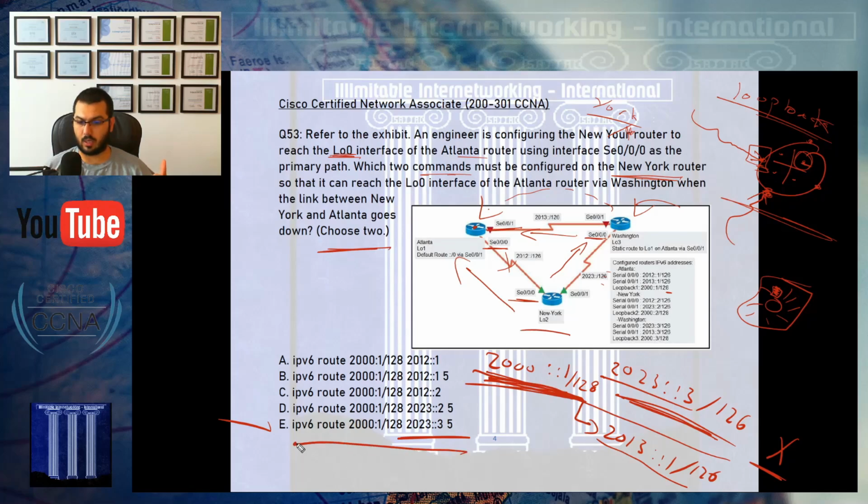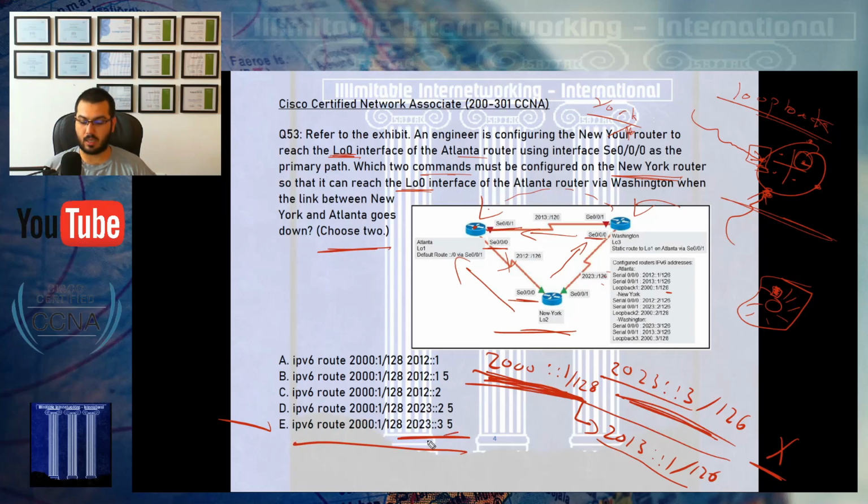The first one is this one, which I agree on, to send the packet with the floating route. I believe on Washington, the Washington engineers will do it. I live in New York, so I'll do only the New York router. So we need two commands that must be configured on the New York router so that it can reach the loopback address of Atlanta router via Washington when the link between the two fails. Okay, I agree. So the first one is for the redundant one, and the second one I believe should be the main route itself. The main route itself, because so far we have configured the redundant one with a higher AD.